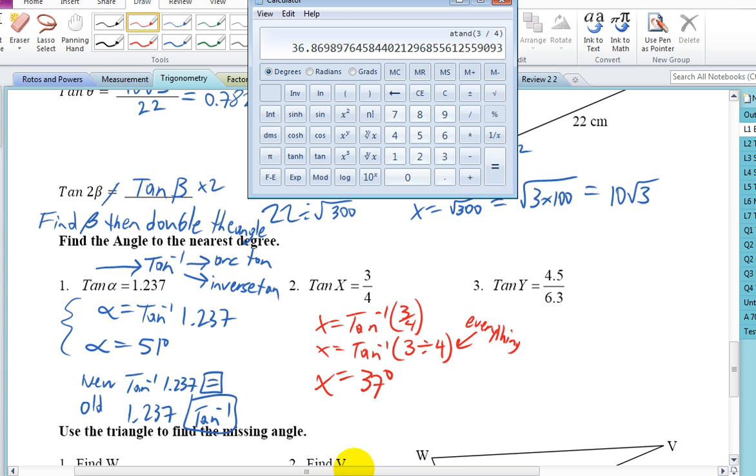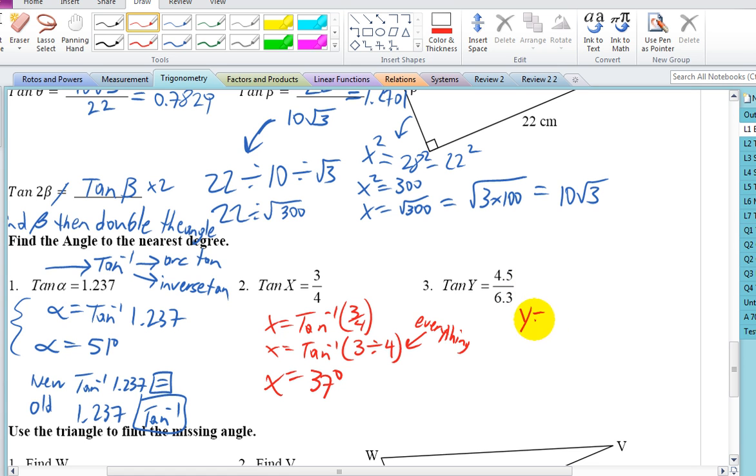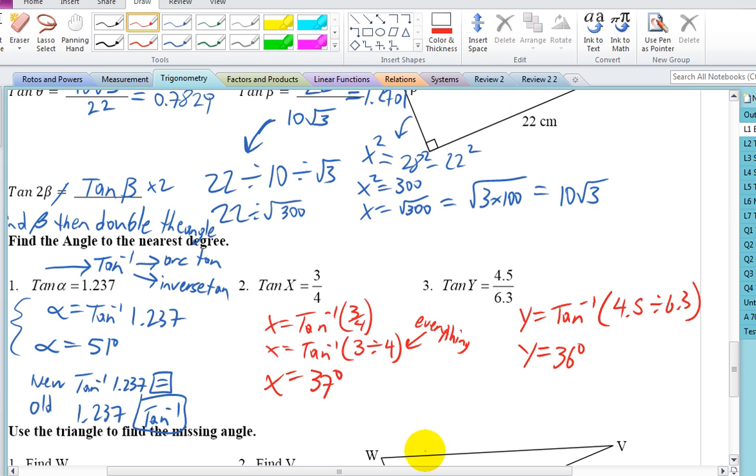Okay. So then number 3 is the hardest one. Most calculators cannot handle that as a fraction. So you want to make sure you go tan -1 bracket 4.5 divided by 6.3 bracket. And all calculators can handle that. So if you have an old calculator, bracket 4.5 divided by 6.3 bracket, and then go inverse tan. 36 degrees, because you have to round.